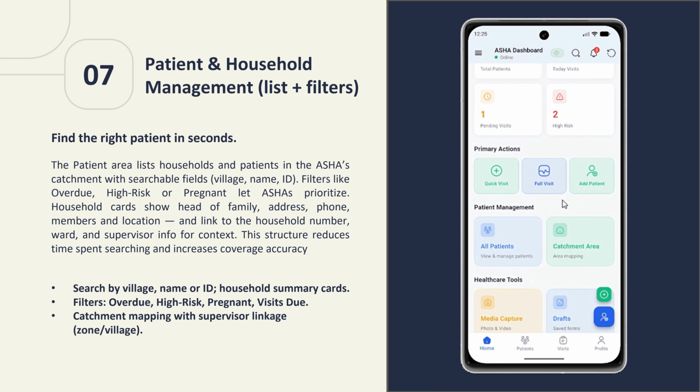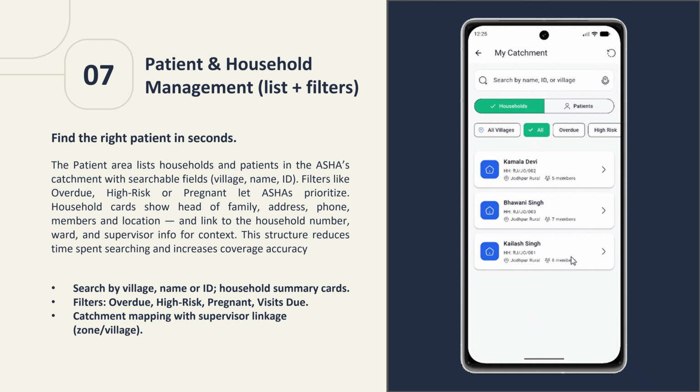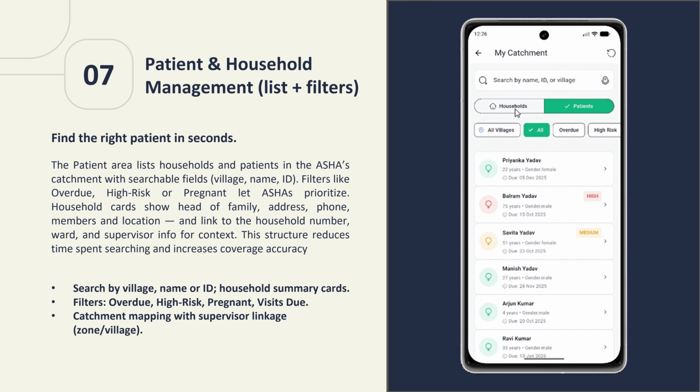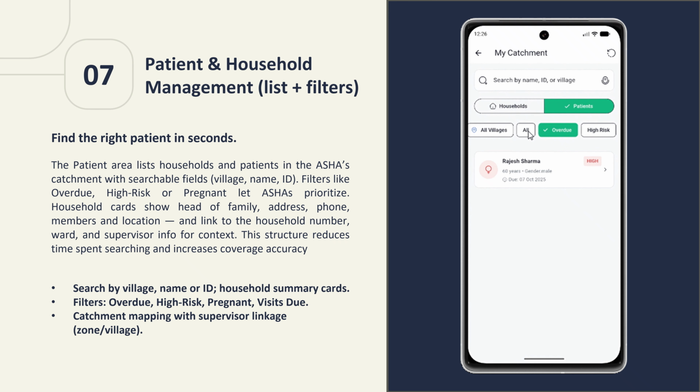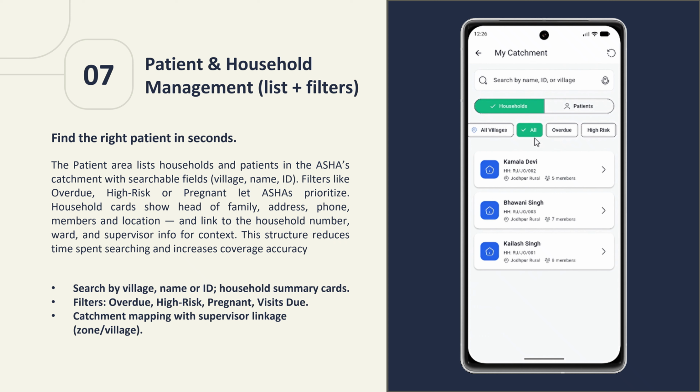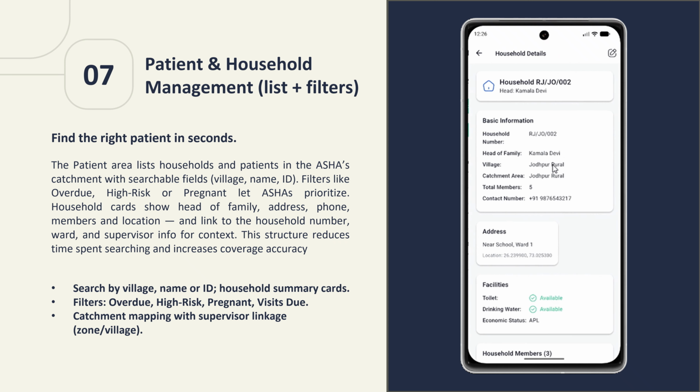Next comes the patient management section, where on the right side, we can view full information about the patient. Here, Asha workers can see households, patients assigned to them and the list under their catchment area. Filters such as overdue and high risk make it simple to identify patients who require urgent attention.